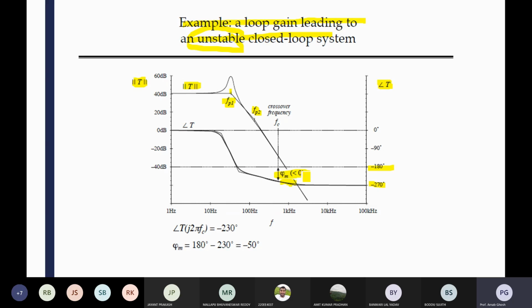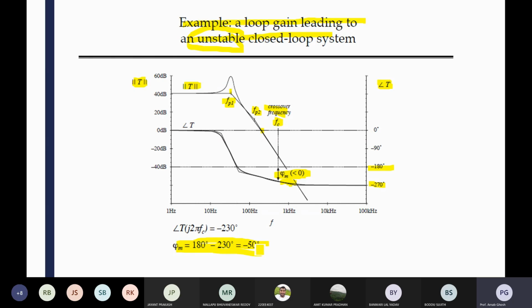Then it is cutting the 0 dB line. So you are able to find the crossover frequency there, and you are able to find the phase margin. Here you can see your phase margin is coming negative, 180 degrees minus 230 degrees. So the phase margin is negative. You can say this is an example of an unstable system, as the phase margin is coming negative.